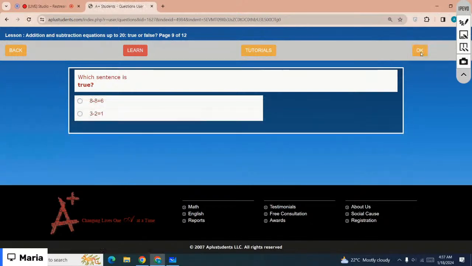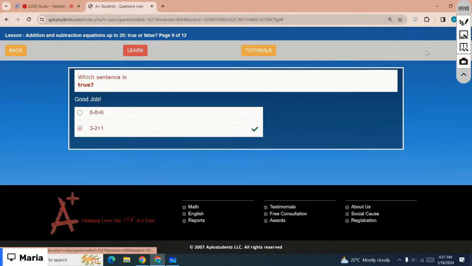Which sentence is true? 8 minus 8 equals 6 or 3 minus 2 equals 1. Which is the correct option? The correct option is 3 minus 2 equals 1, right? The second one is the correct option. Very good.